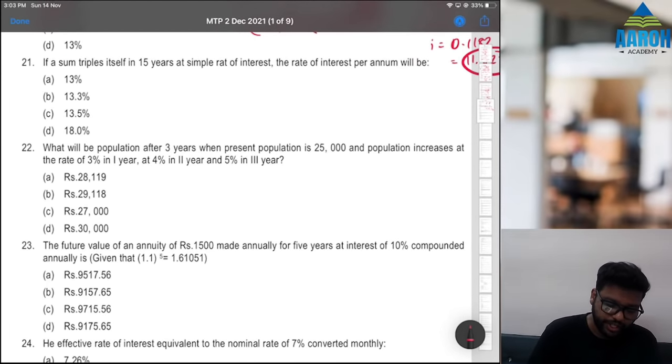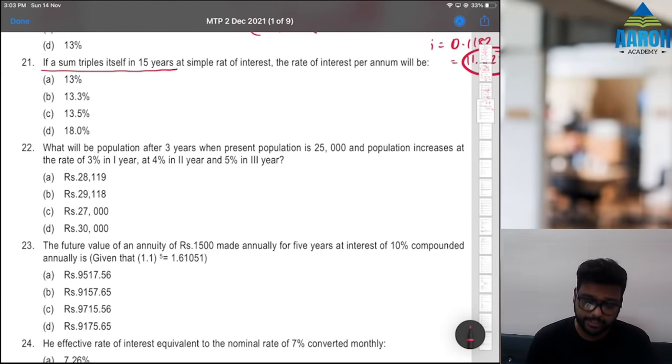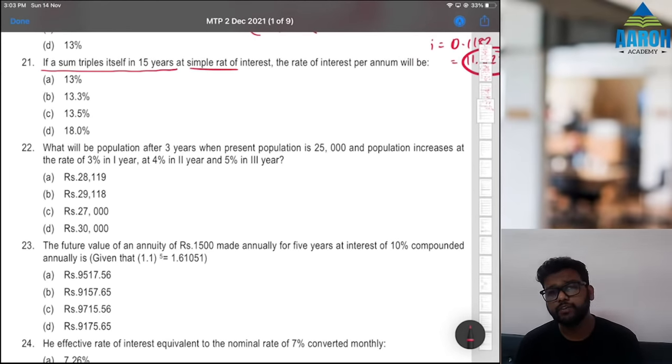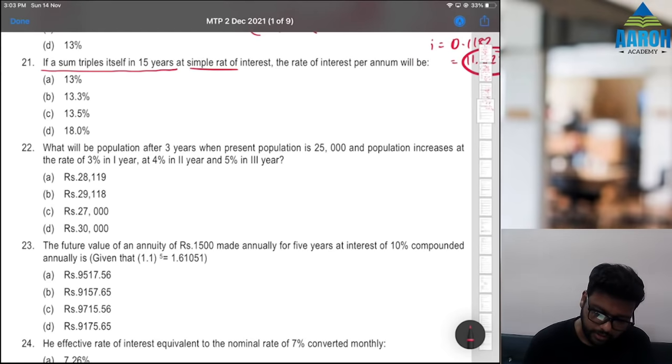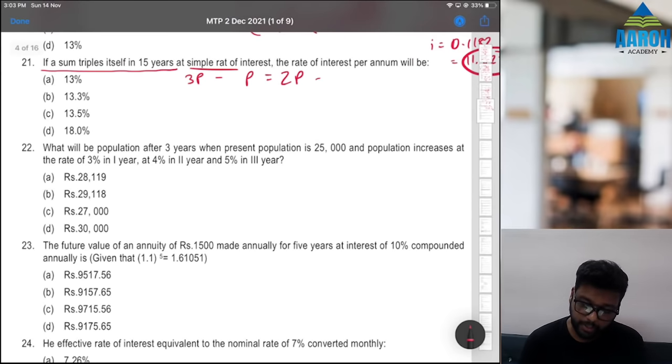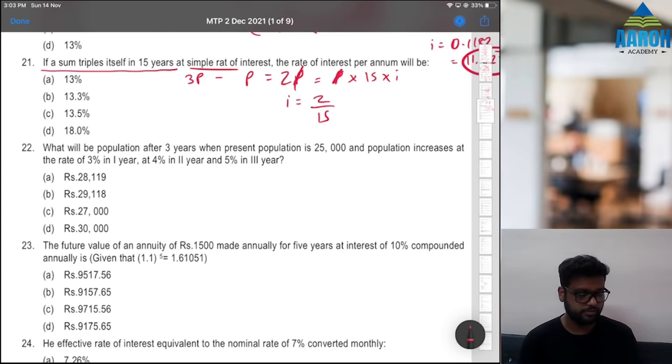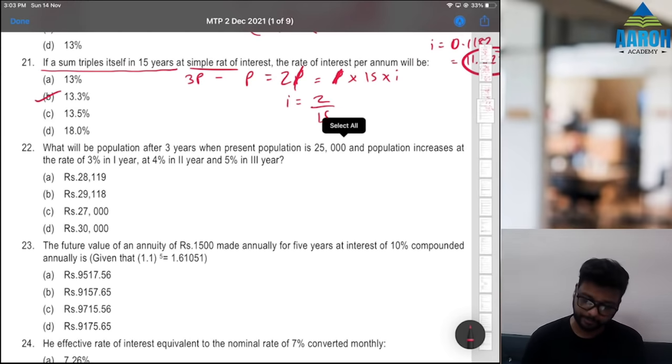Next, if a sum triples itself in 15 years at simple rate of interest, then the rate of interest will be what? Okay, that is simple. Principal is P, so amount will be 3P. That means simple interest will be 2P. But simple interest is what? P into N into I. So we can just cancel P. That means I is equal to 2 by 15. 2 by 15 is 13.33%, option B.